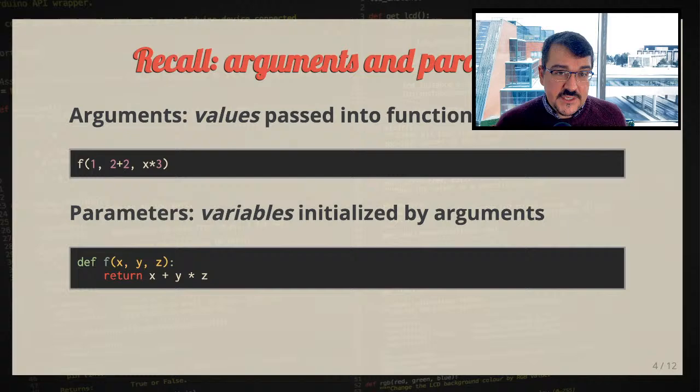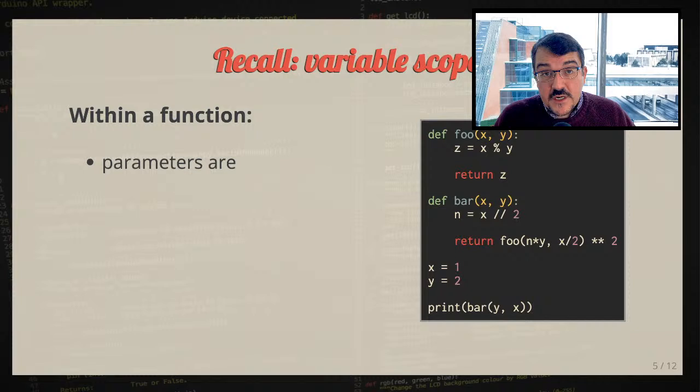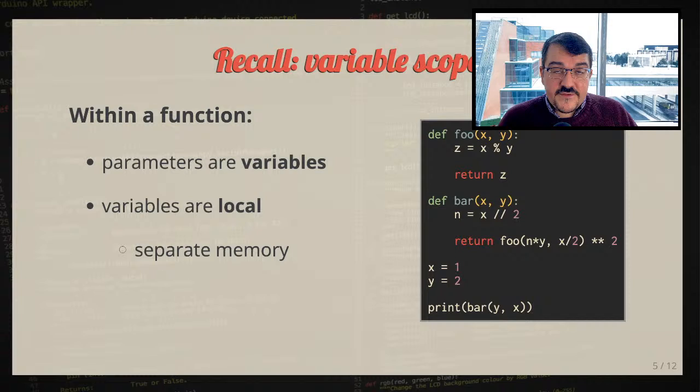Okay, so we talked about arguments and parameters, and we talked about variables and variable scope, right? So remember, parameters are variables, and variables are local to a function call. So they have separate memory from other variables. In the example that I've got here, we have an x here, we have an x there, we have an x there, and they're all different x's.